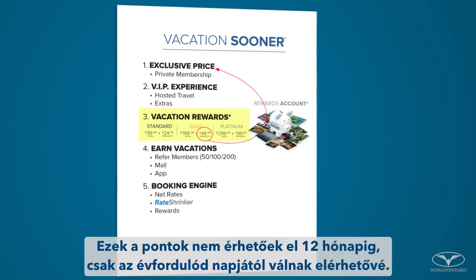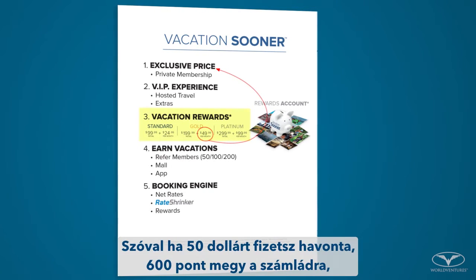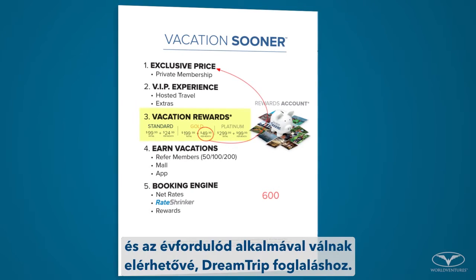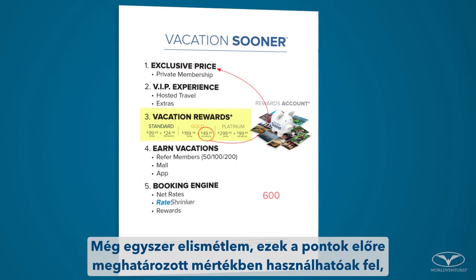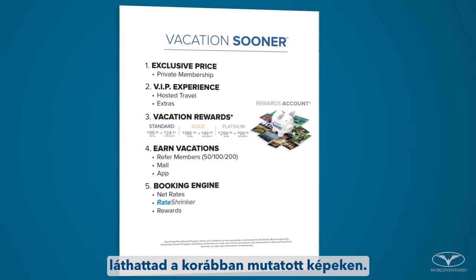Now, those points aren't available until 12 months in, on your anniversary date. Those become available then. So if you paid a monthly fee for 12 months, you'd have 600 points that would go in that account on your anniversary date. Now you can book a dream trip with them. And once again, there's a certain amount of points that apply to each trip. You saw that on some of the pictures earlier.